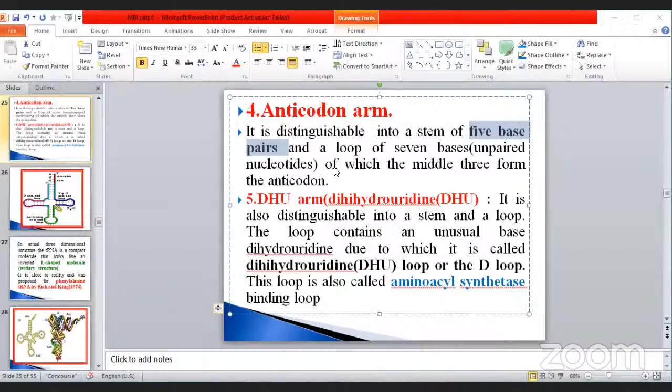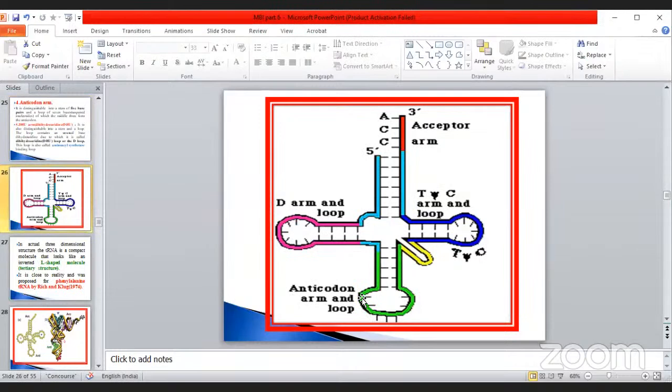The 5 bases are there, distinguishable into a stem of 5 bases and a loop of 7 bases, of which the middle 3 form the anticodon. The middle 3 form the anticodon. See that one, you can see the diagram. Here, how many are there? There are so many bases. See here, there is a small line inside. 1, 2, 3, 4, 5, 6, 7 are there.